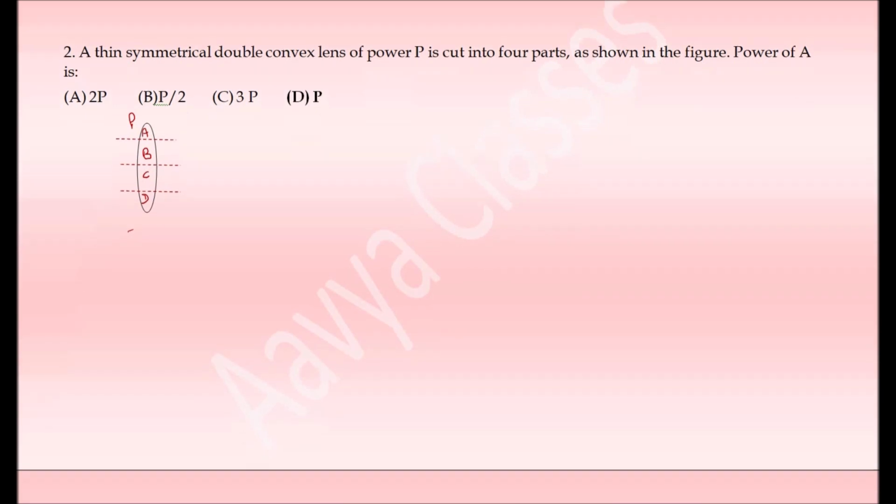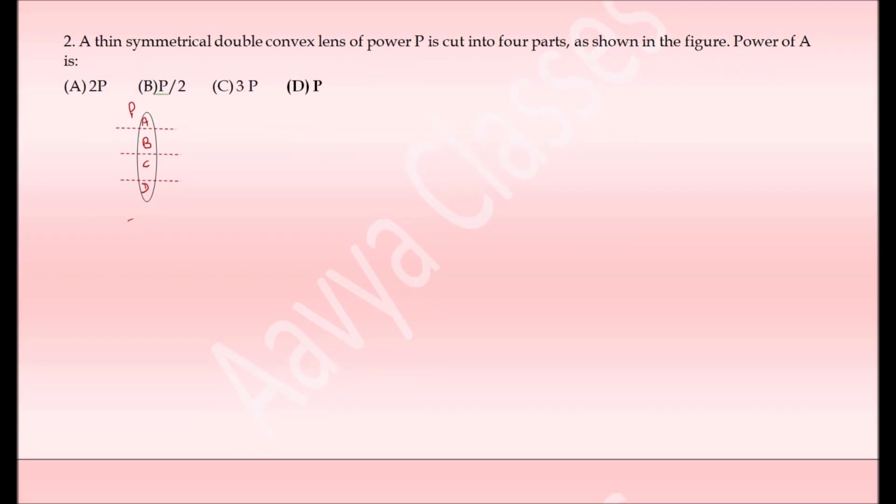Now this is the second problem. A thin symmetrical double convex lens of power P is cut into four parts as shown in the figure. Power of A is 2P, P by 2, 3P or P.